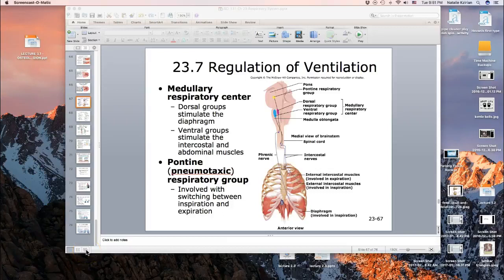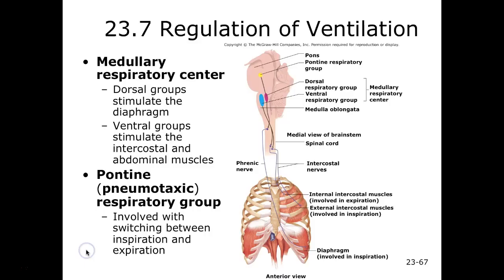Hello everyone and welcome to part 2 of our respiratory system lecture. We are going to start on slide 67. So we're picking up in section 23.7, which is regulation of ventilation.